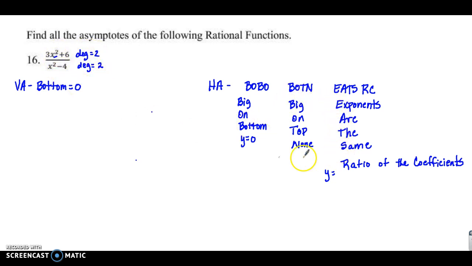Since our exponents are the same, our y equals, or our horizontal asymptote, will be y equals the ratio of the coefficients. Ratio meaning fraction. The coefficients are the numbers in front of those largest exponents, which in this case we have a 3, and this coefficient would be a 1. So it would be y equals 3 over 1. So our horizontal asymptote would be y equals 3.